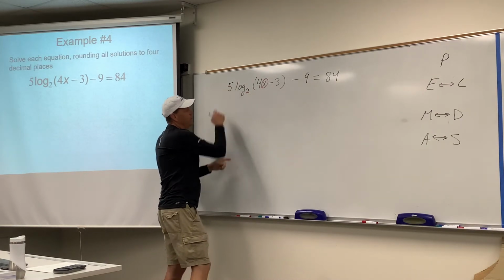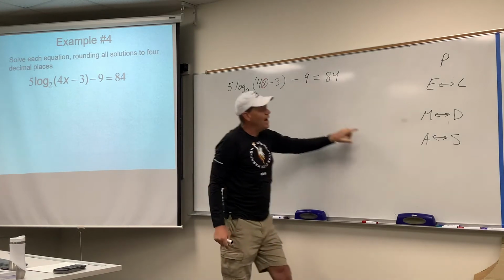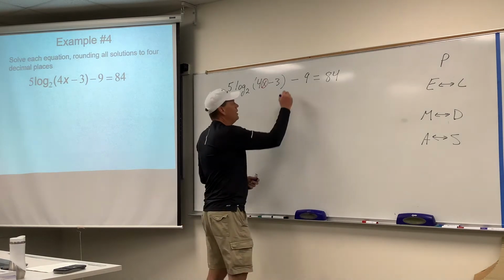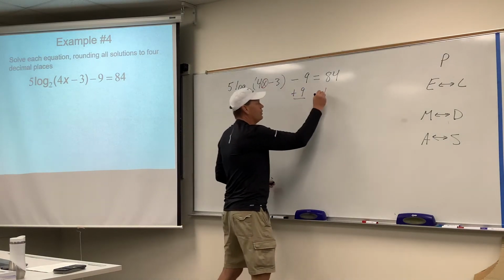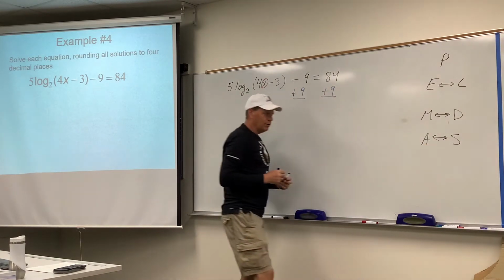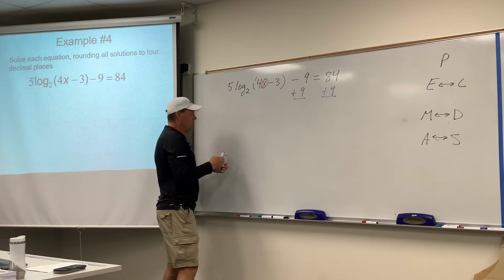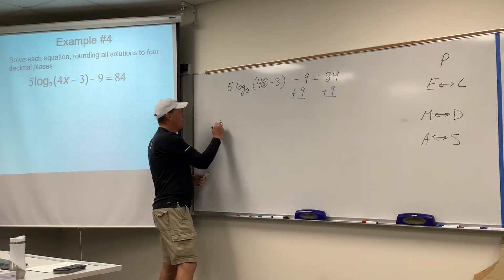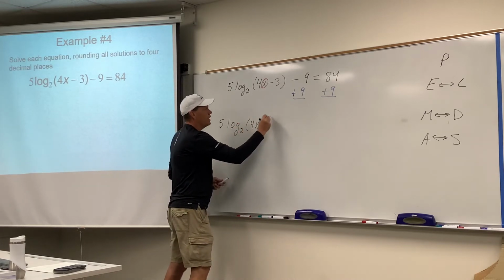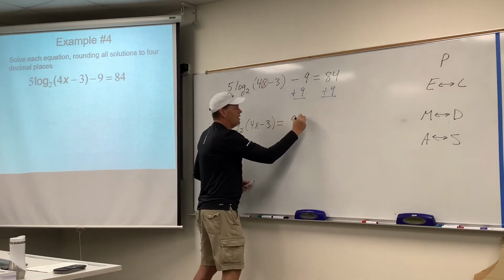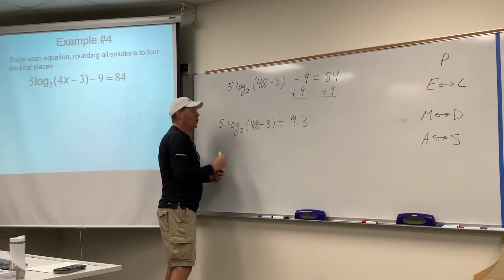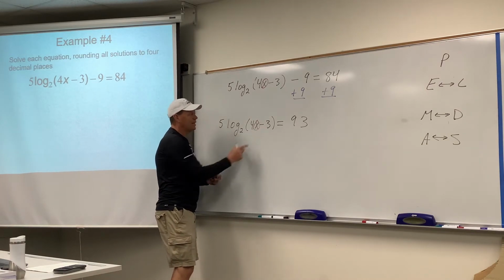Multiply would be the 5. How about the subtract 9 would be the furthest operation from x. So again, once we identify the operation that's furthest from the variable, in this case subtraction, we would introduce its inverse operation, addition. So the equation then transforms into 5 times the log base 2 of 4x minus 3 equals 93.